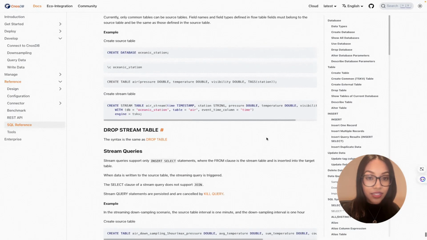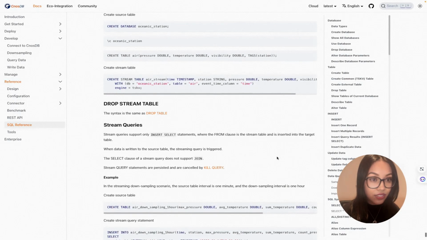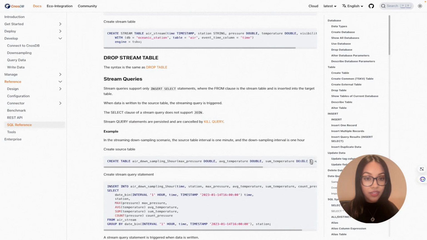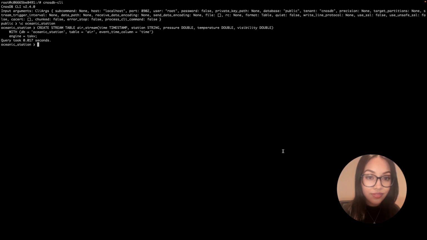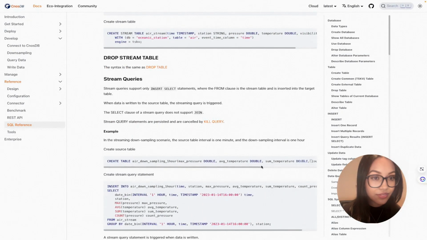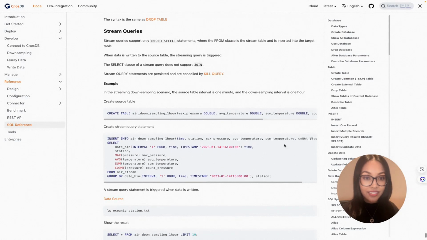Second, create the target table air downsampling an hour. Since we need to store the results of our calculations, we create a target table for storing the computed data. And next, we create the string query statement.